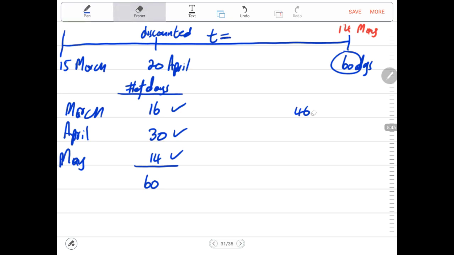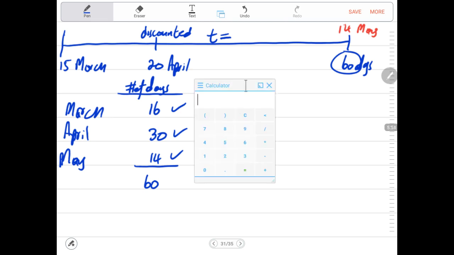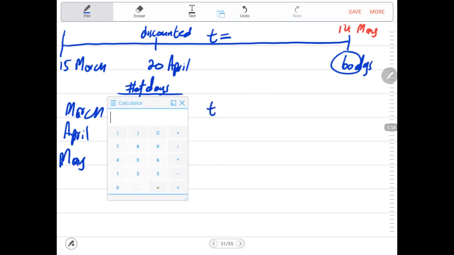Now, let us calculate our T, because we definitely need to calculate that T. Now we say from the month of April, we're starting on the 21st. Therefore, now we'll say 30 days in April minus 20, which is the date the bill was discounted. So now that means in the month of April, we only have 10 days.